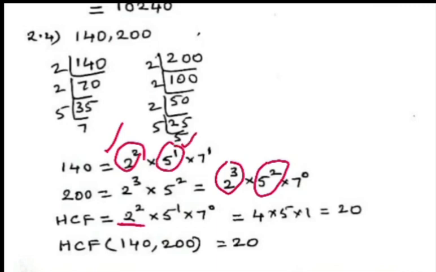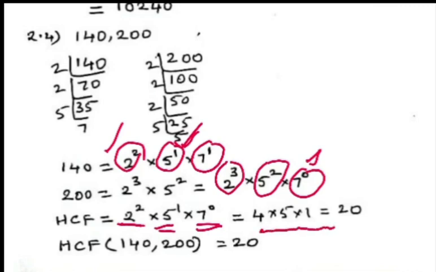1 is the least power. So we consider 5 power 1, 7 power 1 and 7 power 0. 0 is the least power. So we consider 7 power 0. So HCF is 4 multiplied by 5 multiplied by 1, which is 20.